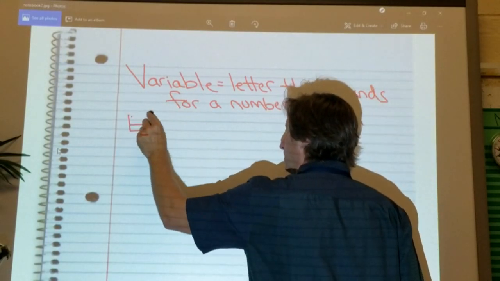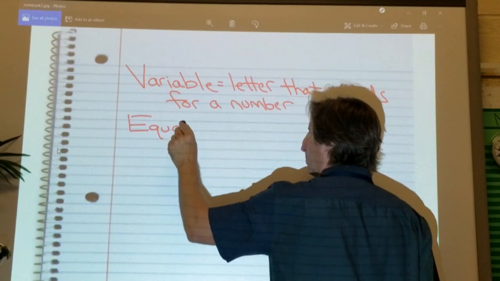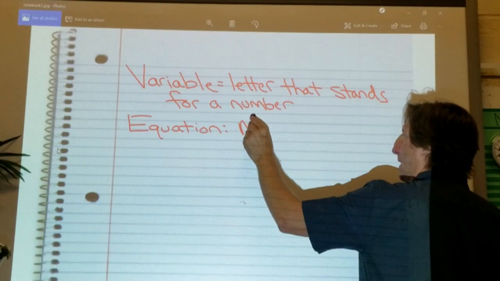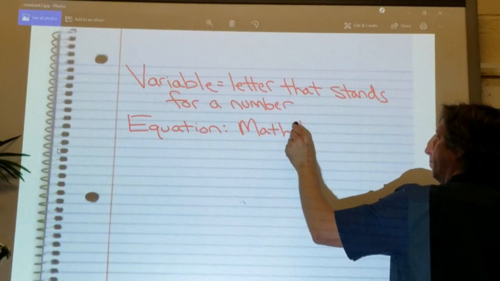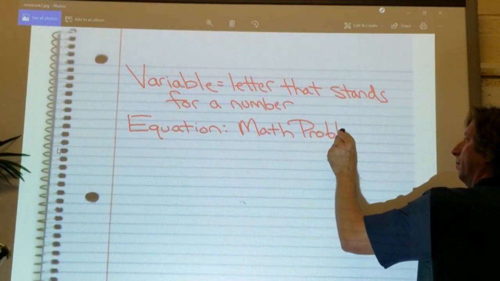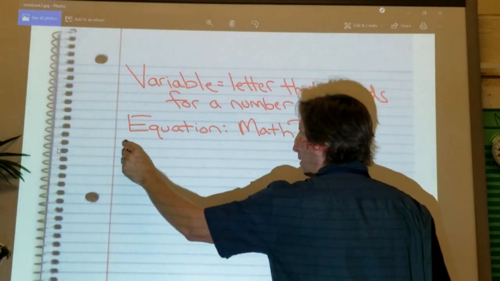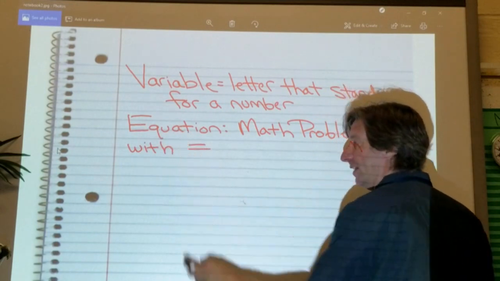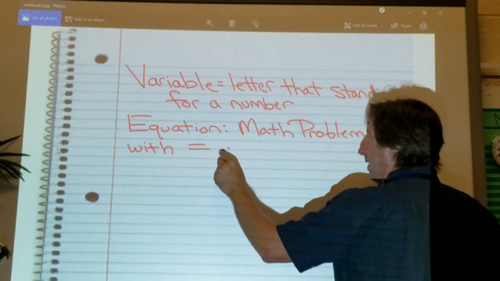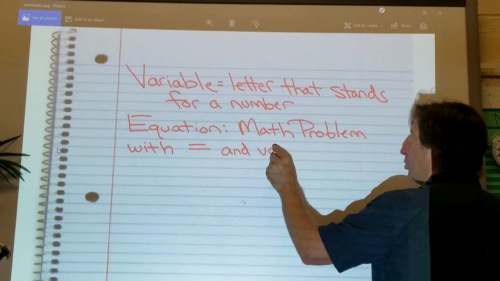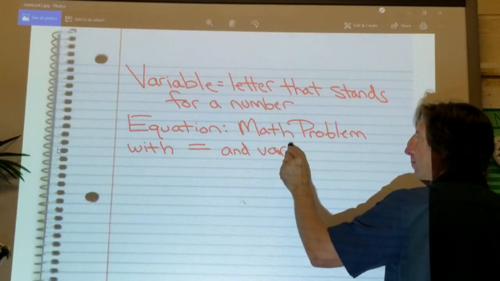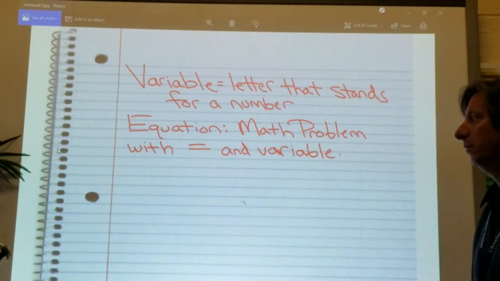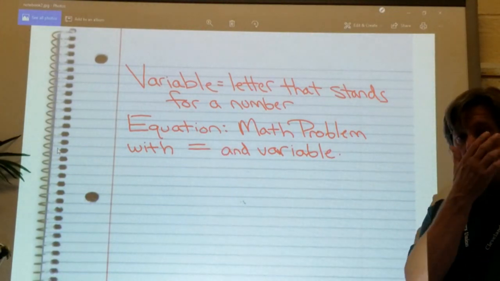An equation is just a math problem with an equal sign. That's what the equa stands for, equals. And it has a variable, which we already know is a letter, right? So it's just a math problem with a letter and an equal sign. That's it. That's what that word equation means.